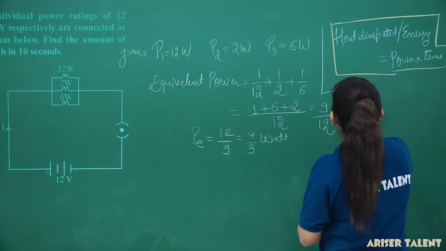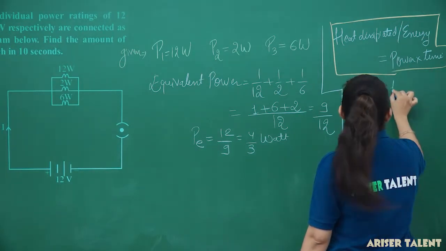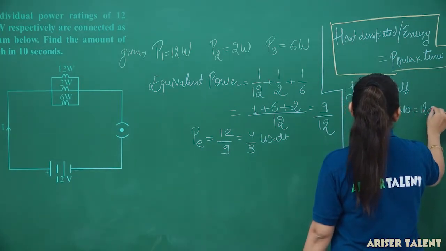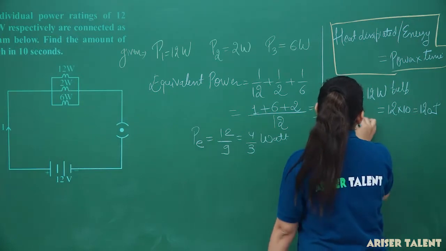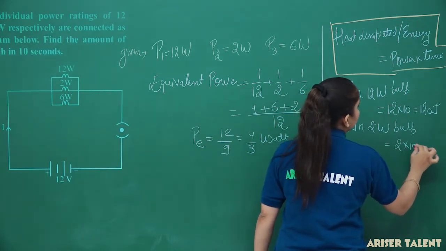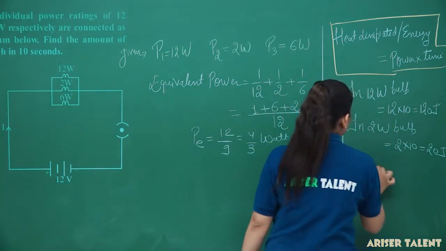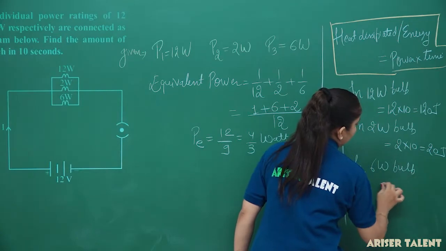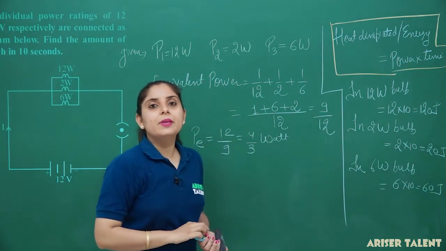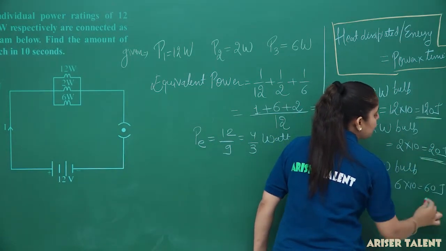So in 12 volt bulb, it came out to be 12 into 10. It means 120 joule. In second case, the bulb is 2 watt. So in 2 watt bulb, it came out to be 2 into 10, it is equal to 20 joule. In third case, the bulb is of 6 watt. So in 6 watt bulb, it came out to be 6 into 10. That is equal to 60 joule. So this is the energy lost in the three bulbs, that is 120 joule, 20 joule and 60 joule.